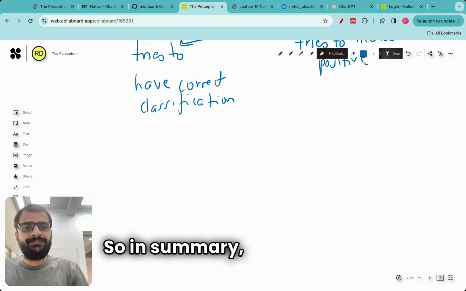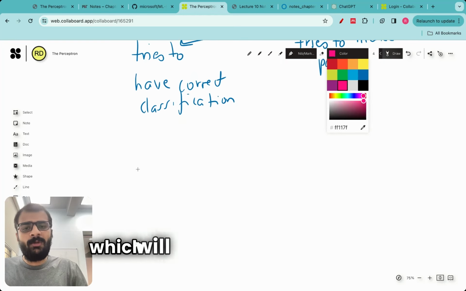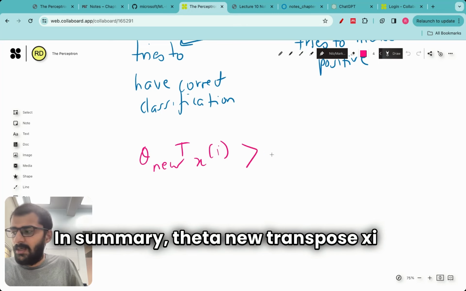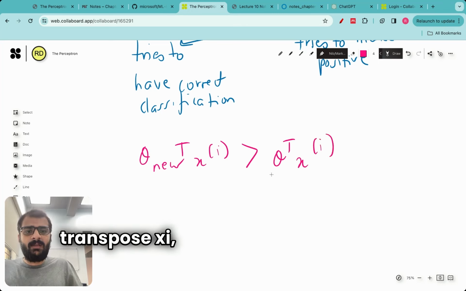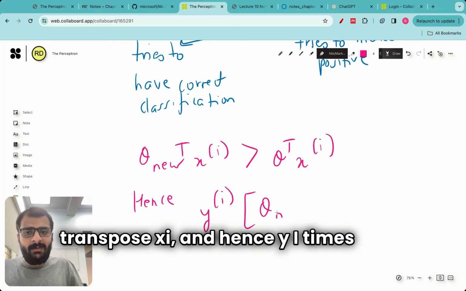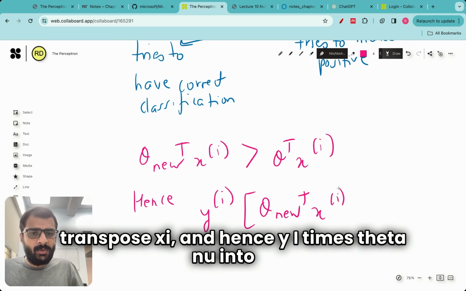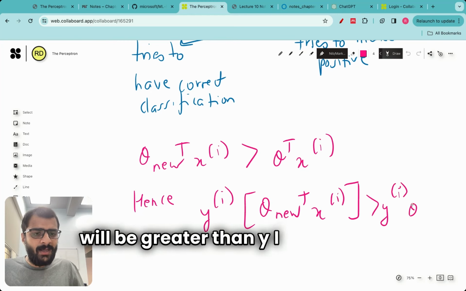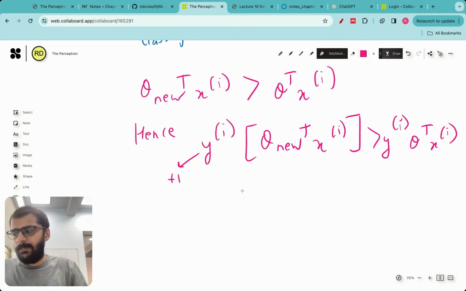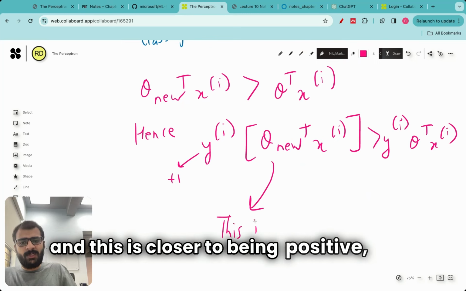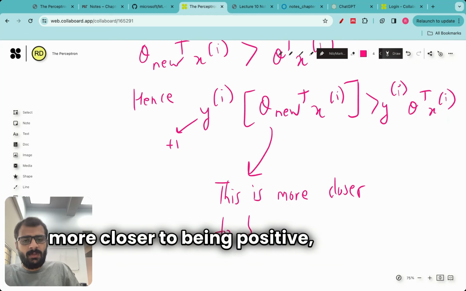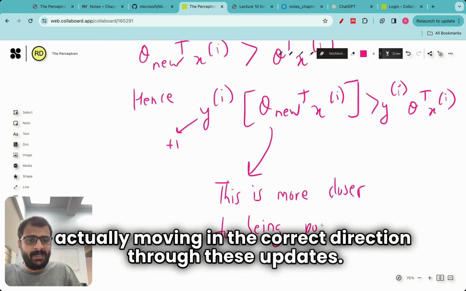So in summary, theta nu, which will be the updated theta, theta nu transpose xi will be greater than theta transpose xi, and hence yi times theta nu into xi will be greater than yi times theta transpose xi, since yi is just equal to plus 1, and this is closer to being positive. This is more closer to being positive, and hence we are actually moving in the correct direction through these updates.